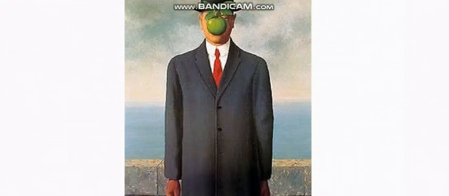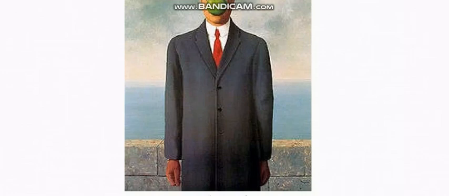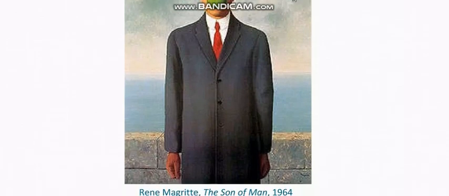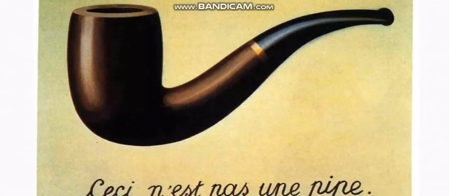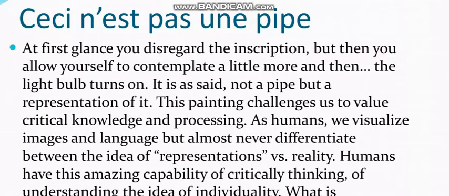This is the painting view of Rene Magritte, Son of a Man, in 1964. This is another picture, Ceci n'est pas une pipe, made by Magritte.